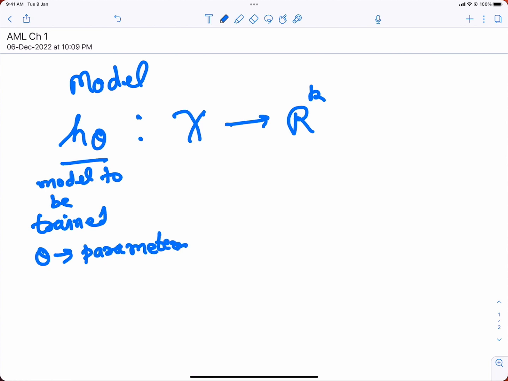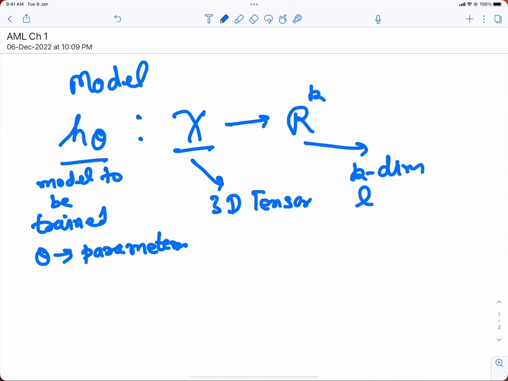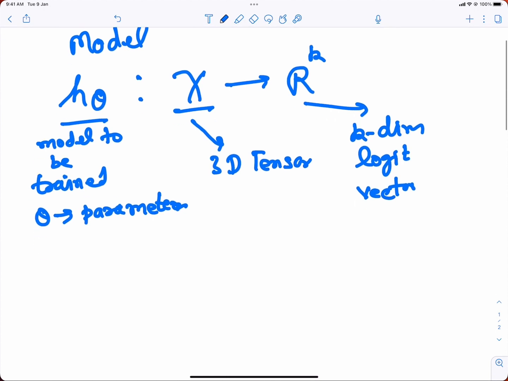So theta represents the parameters, and this x we can call a 3D tensor, and this gives us the k-dimensional logit vector. If this mapping is used for ImageNet, then k will be 1000 classes. If it's binary, then it may be 2 classes. We call this a logit vector because these are not probabilities. So we pass one image to this model, h theta, and it gives us a k-dimensional real vector.